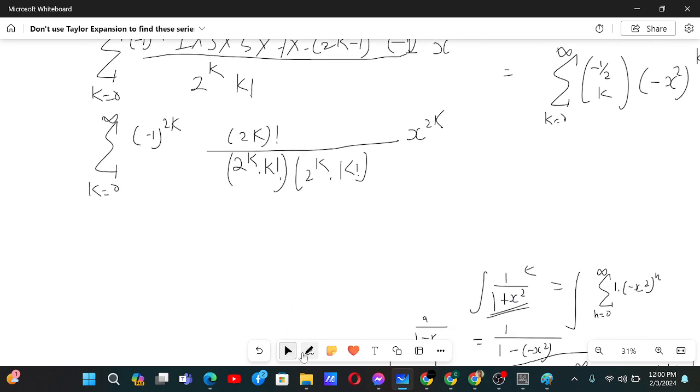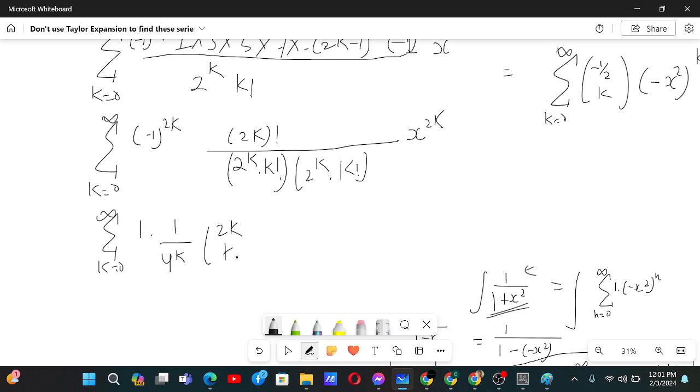Now we have the sum from k equals 0 to infinity. This will just be 1, and we will have 1 by 4 to the power k, and 2k factorial divided by k factorial is just 2k choose k, 2k combination k, and x to the power 2k.